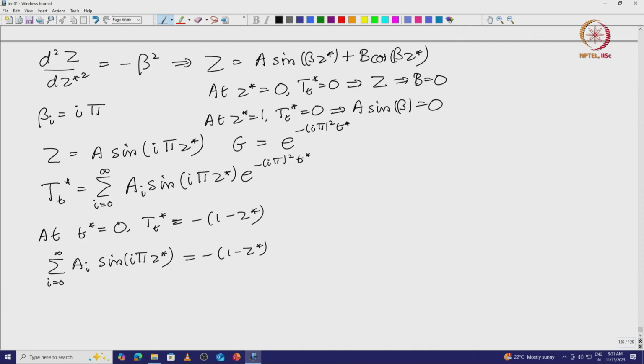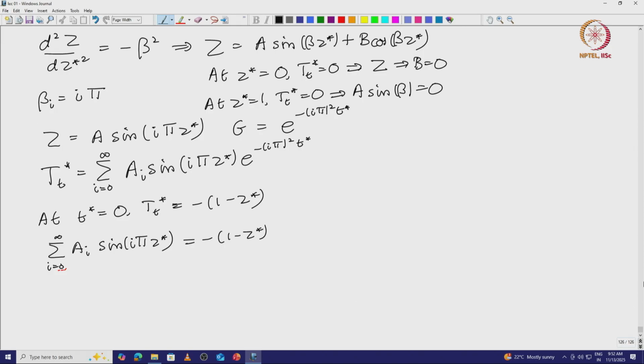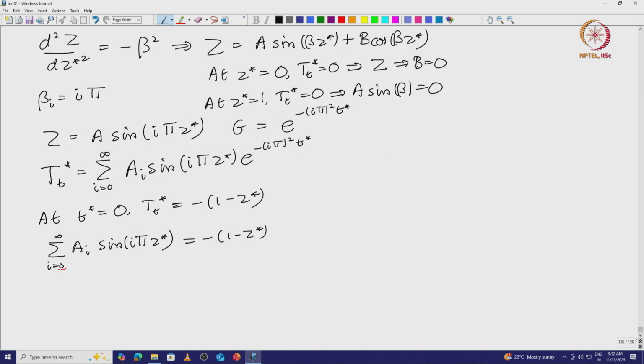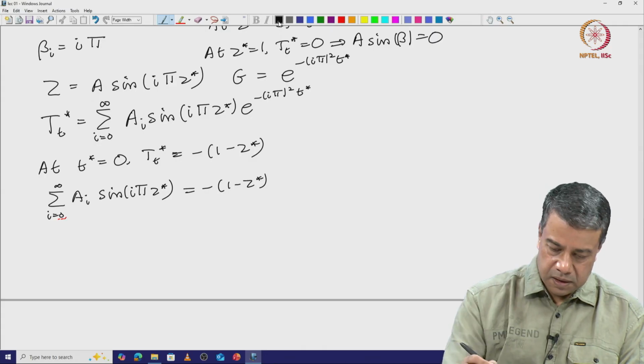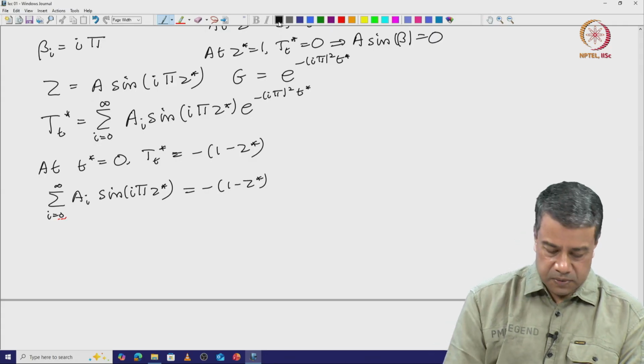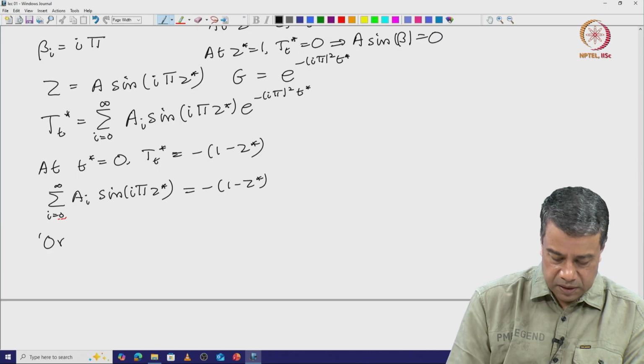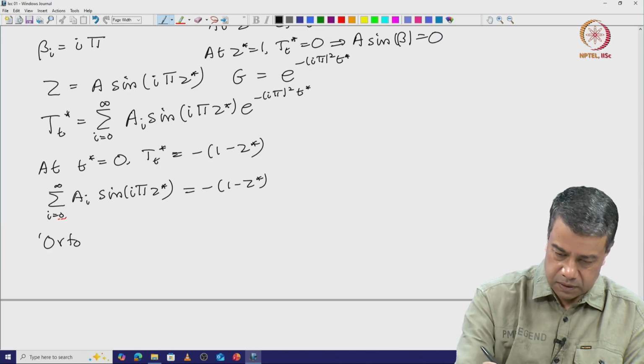I should note that the limit of summation in this case can be taken either from 0 to infinity or 1 to infinity, because for 0 it just becomes 0. So it does not matter. I can take it as well from 1 to infinity. This equation has to be solved for this infinite number of coefficients a i. The solution procedure is what is called the orthogonality relation.